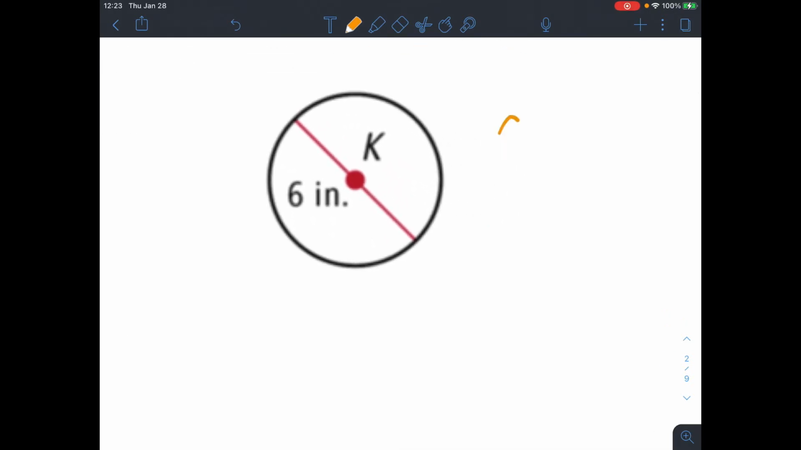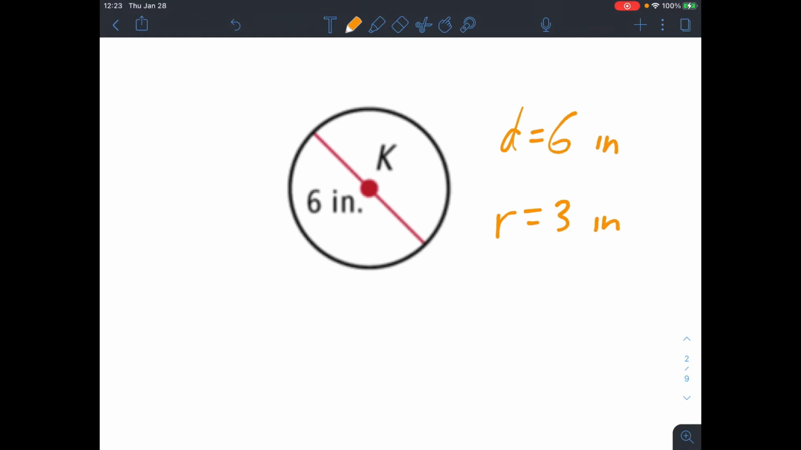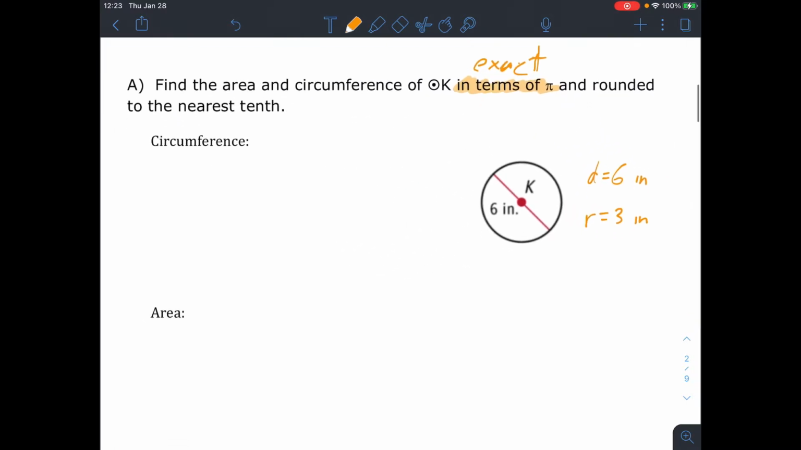We see that the diameter is 6 inches. If we cut that in half, we know the radius is 3 inches. So now we can go ahead and use our formulas. For the circumference, we can use pi times diameter or 2 times pi times r. It doesn't matter which one. I'm going to use 2 pi r, which means our circumference is 6 pi.